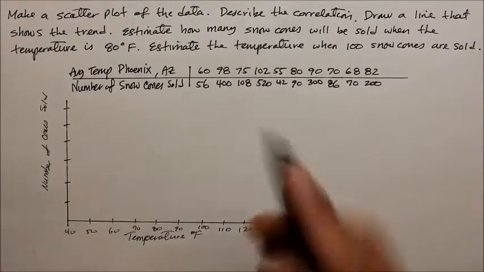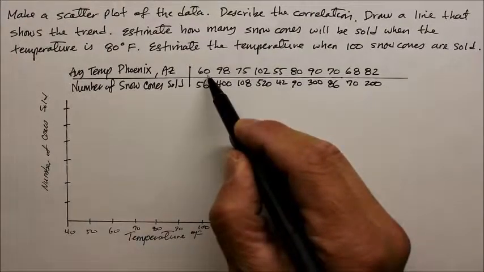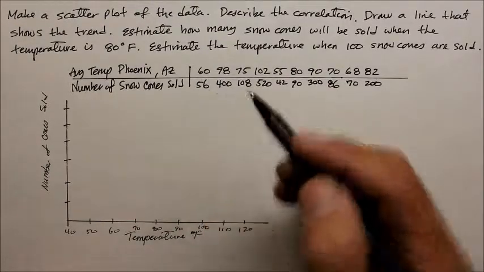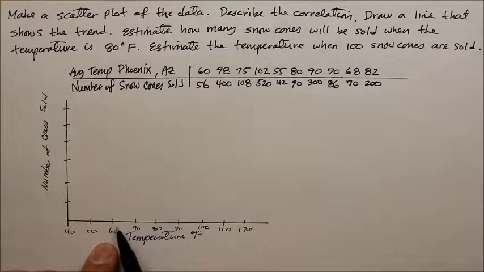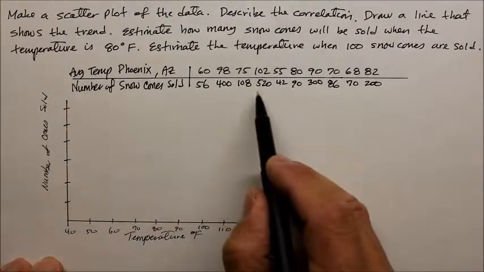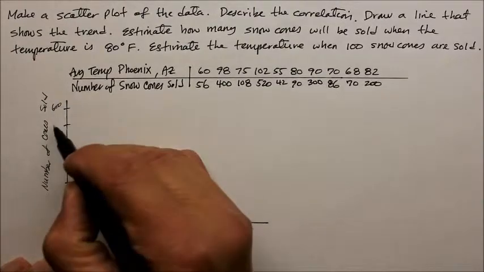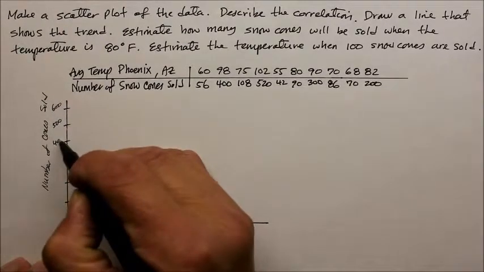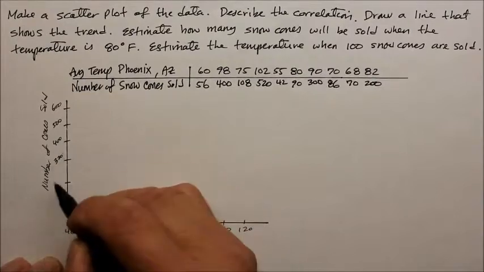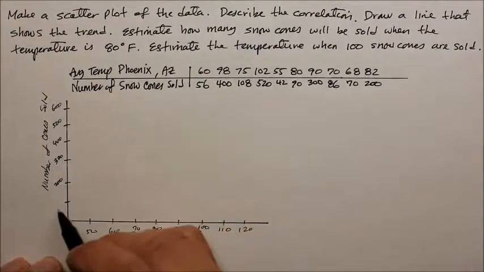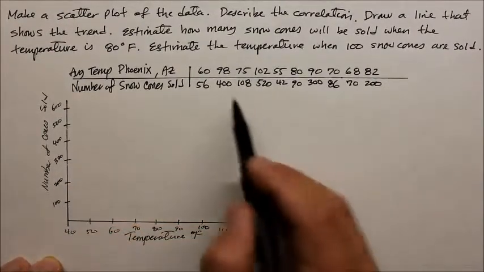So here's what we got. At 60 degrees, this man recorded he sold 56 snow cones. So around here, 56. And the biggest number is 520, so let's call this 600 cones. So this is 500, 400, 300, 200, and 100.